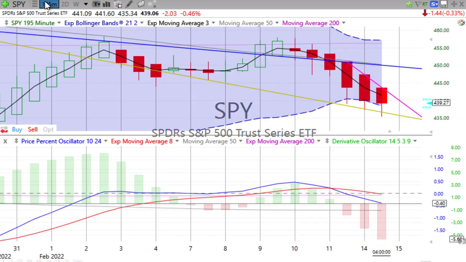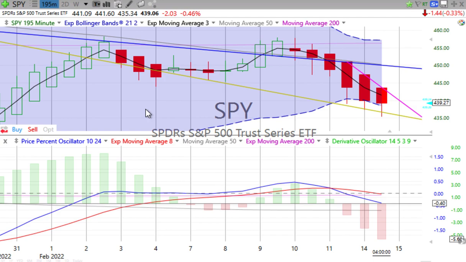We go to the half day. We can see again where we've had a few days of down movement. Price percent oscillator heading down, derivative oscillator heading down. This 195 minutes, what is that? 3 hours and 15 minutes. Why is that the half-day chart?